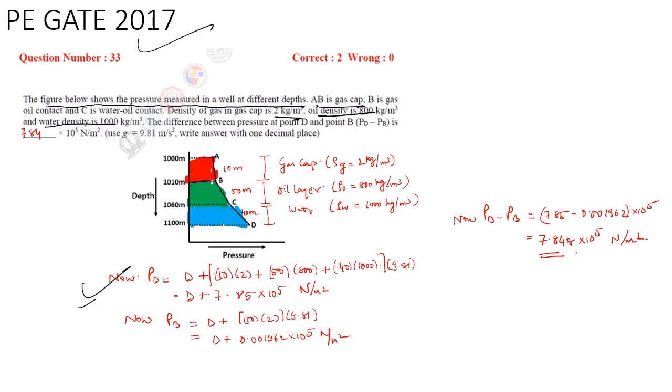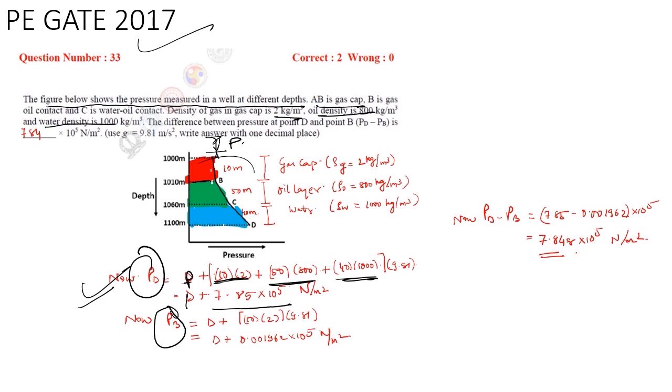Now to find out the pressure at point D, the pressure from the surface till this 1000 meter, let this be point P. Let this be an unknown variable P. P plus the pressure due to the gas cap column plus the oil column plus the water column. Once we do that, I will get P plus 7.85 into 10 raised to 5. So this is my pressure at point D.